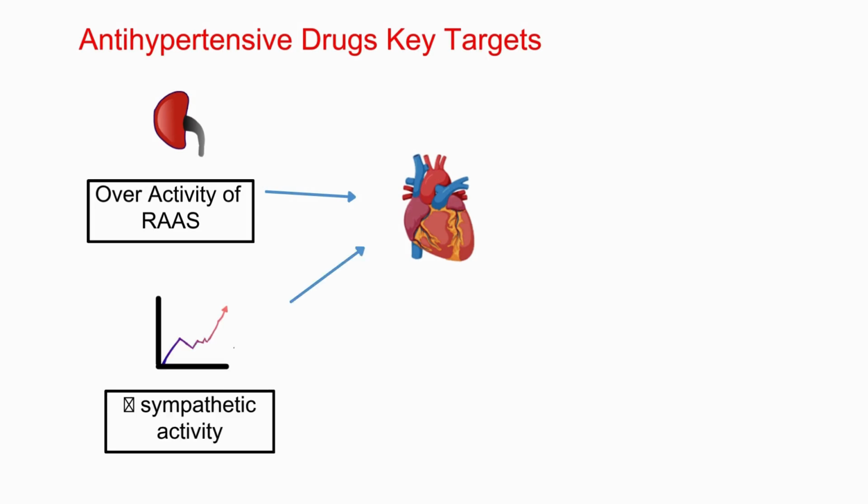Another big one is increased sympathetic nervous system activity. That's your fight or flight response. That can increase your heart rate, cause vasoconstriction, get you ready to run from a tiger. But if it's chronically elevated, that can definitely contribute to high blood pressure.